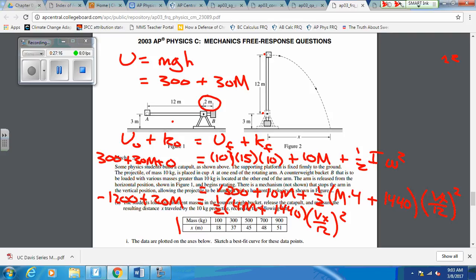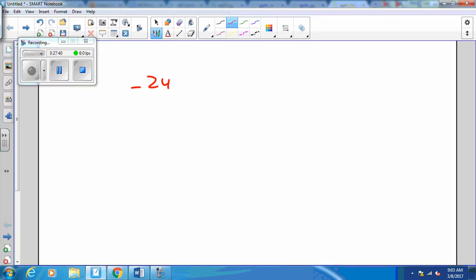Multiply by 2. Divide by 4m plus 1440. Don't worry about the common factors. And that's equal to Vx over 12 squared. And now, let me copy all this over.